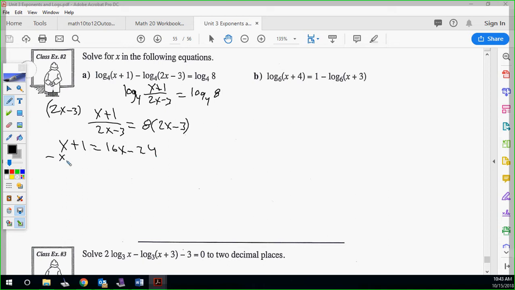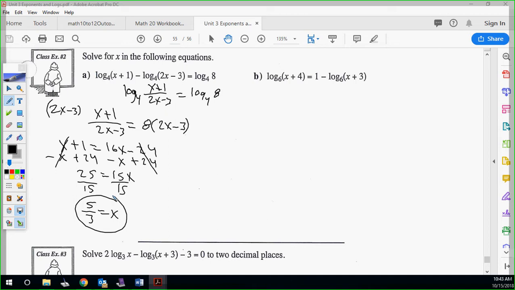I'm going to minus the x, minus the x. I'm going to add the 24, add the 24. So that's gone. That's gone. 25 equals 15x. So x is, what was that, 5 over 3? So x is 5 over 3.